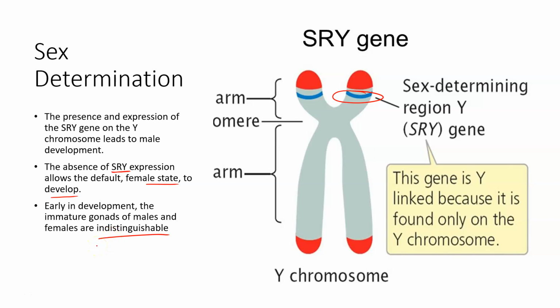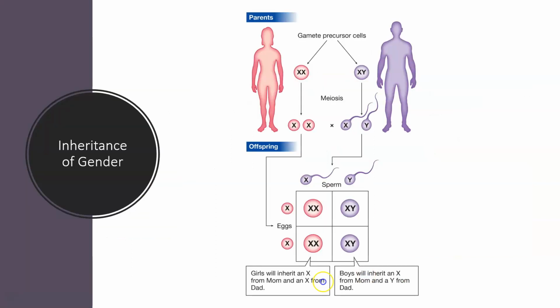through about 20 weeks. Once that 20-week mark hits, then the development of external male gonads can happen, and that can be determined on a sonogram to definitively conclude the gender of the fetus. Inheritance of gender, in human inheritance, is going to be determined by the male.